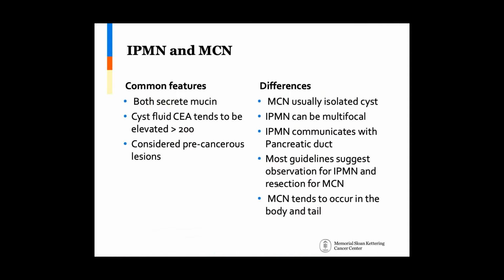MCN is usually isolated, it's usually one cyst, whereas IPMN can be one cyst or multiple cysts, and many of my patients are multifocal branch duct IPMN. IPMN is known to communicate with the pancreatic duct, whereas MCN is not. Most guidelines suggest observation for IPMN and resection for MCN. So if your clinical suspicion based on the radiographic features is that it's MCN, most of the guidelines suggest resection. And MCN tends to be localized to the body and tail, whereas IPMN can happen really anywhere in the pancreas.